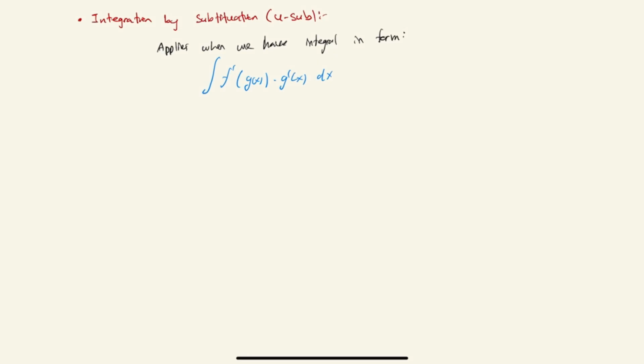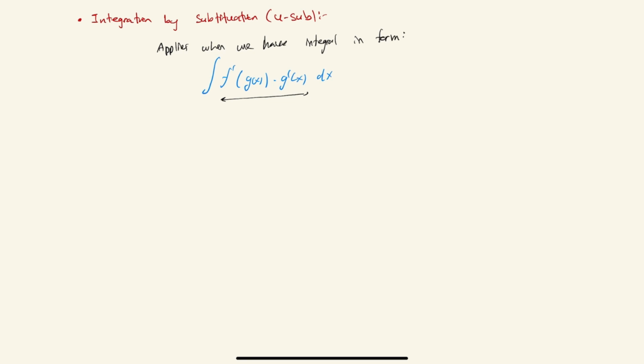Integration by substitution applies when we have the integrand in this form, f prime of g of x multiplied by g prime of x. Notice this is a hard function to integrate. So the idea behind substitution, or u-substitution, is to make this a way easier function to integrate.